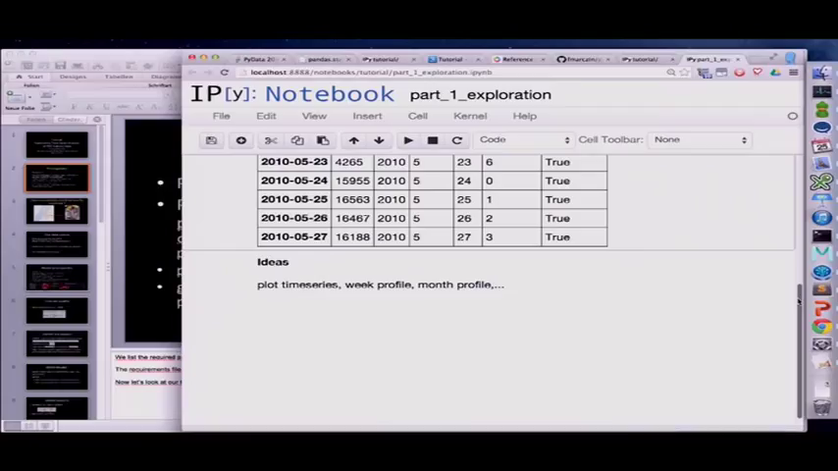If you're annoyed by the matplotlib windows popping up, does anybody not know how to activate inline plots? Percent matplotlib inline, yeah. And then you get the plots in the notebook.